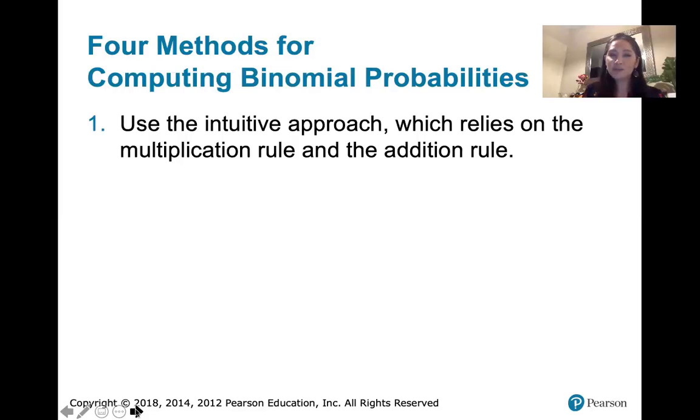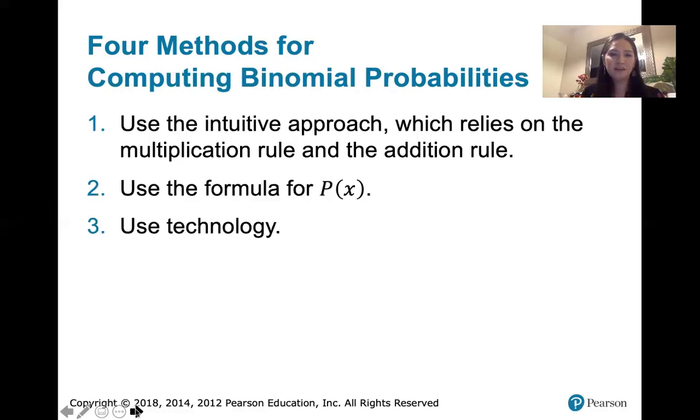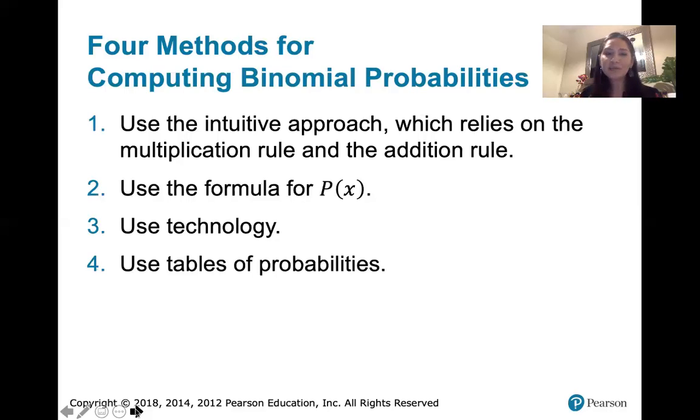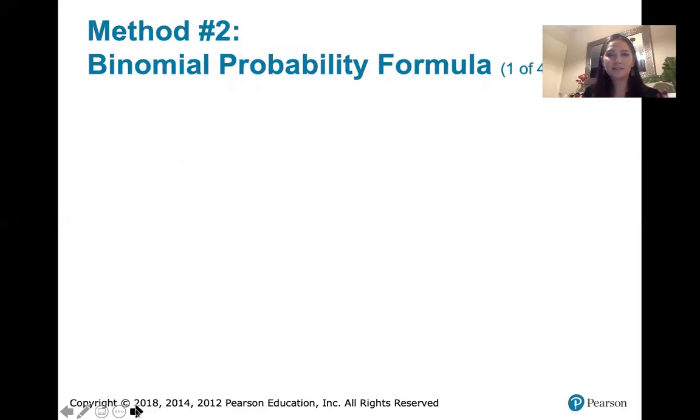So we can use the intuitive approach, and that's going to help us understand what's going on. We can use a formula. I use a formula a lot as I'm working through homework problems on the homework help playlist. You can use technology. I'm going to show you how to use Excel. And lastly, you can use a table of probabilities. So first of all, I'm going to skip that intuitive approach until we look at an example.